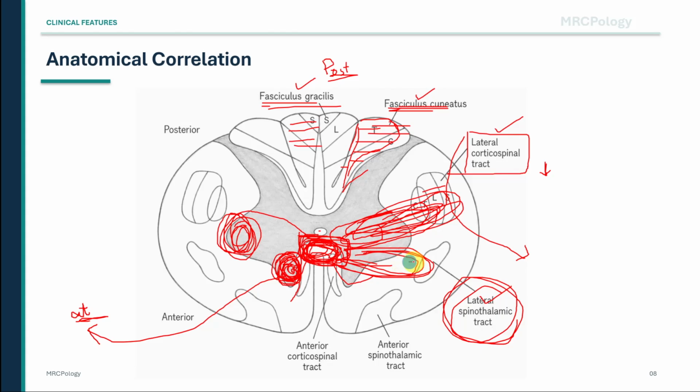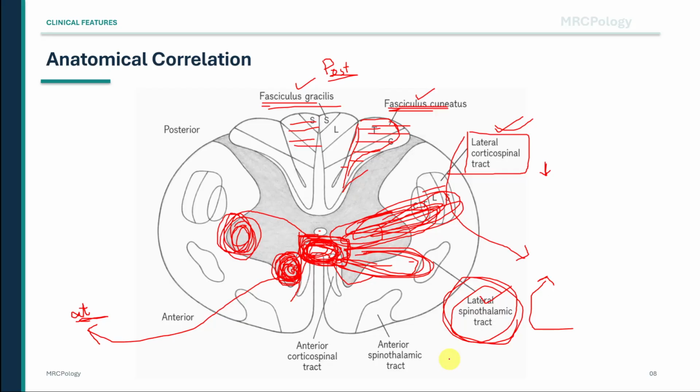The lateral corticospinal tract is positioned laterally. Once the syrinx grows outwards, it can affect these descending motor fibers. Then you see upper motor neuron signs below the lesion. This is why the legs may become spastic even though the syrinx is in the cervical cord.